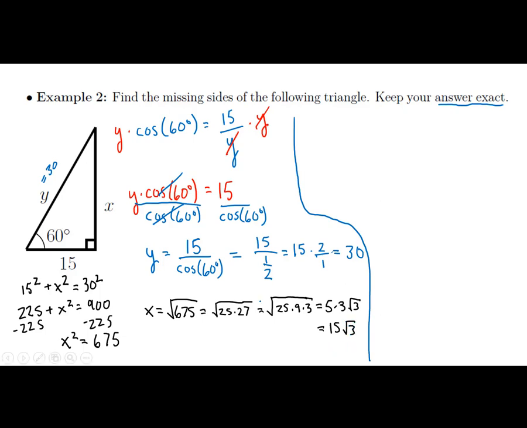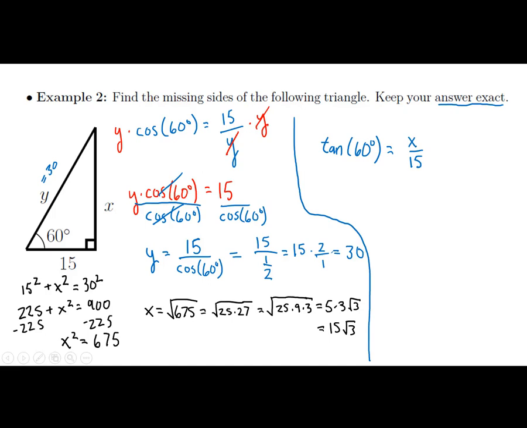Now, if that doesn't look very appealing to you, that's fine, because we can use trigonometry as well. So notice what we've got here. I'm looking for my x. I know my adjacent as well. So how about we use the tangent? So the tangent of 60 degrees is equal to x over 15.